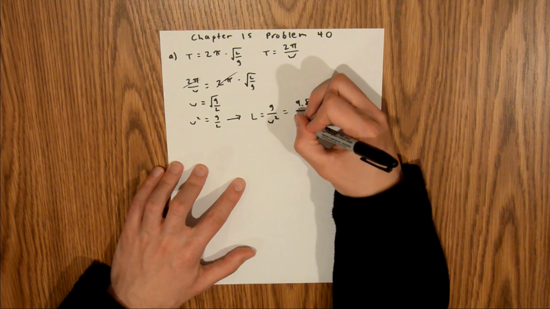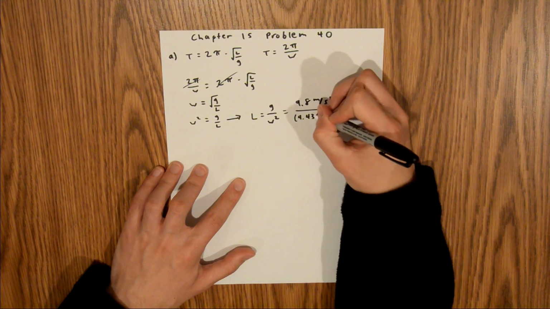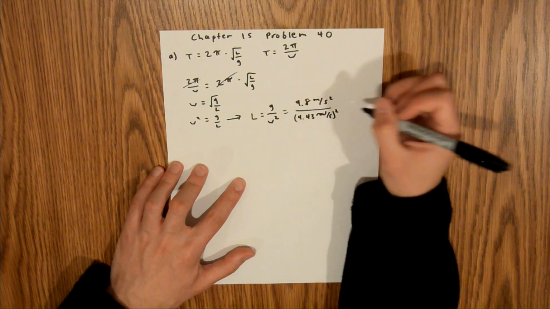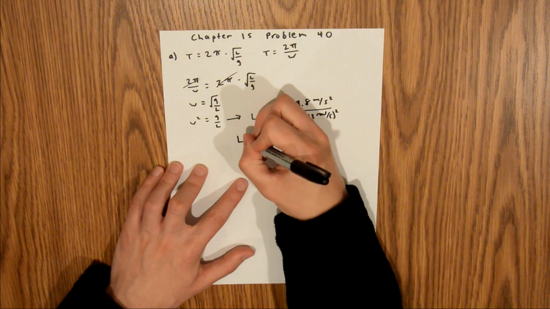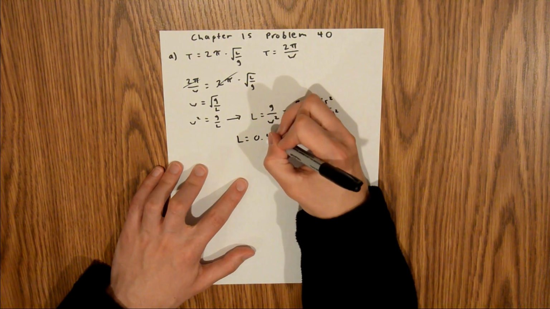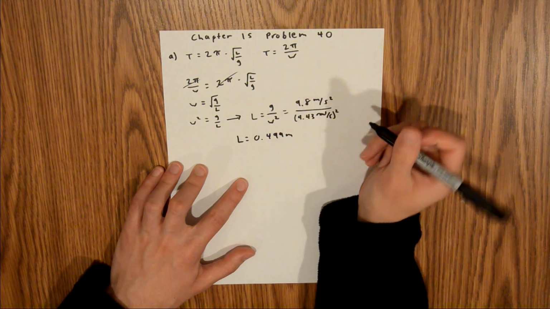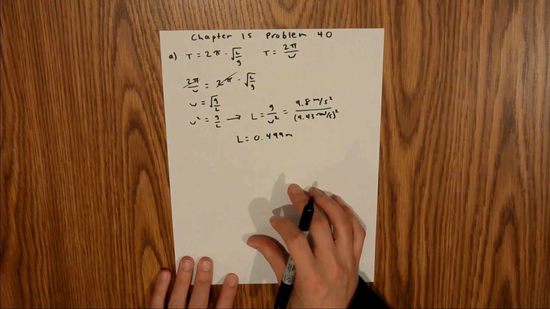by 4.43 radians per second squared. And if you plug that into your calculator, you should get that the length is equal to 0.499 meters. And so that's it for Part A.